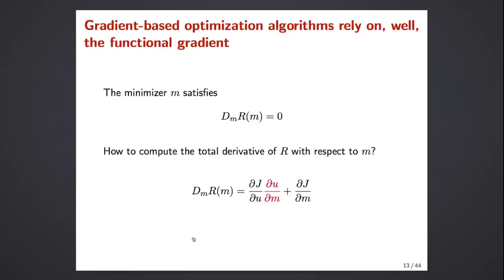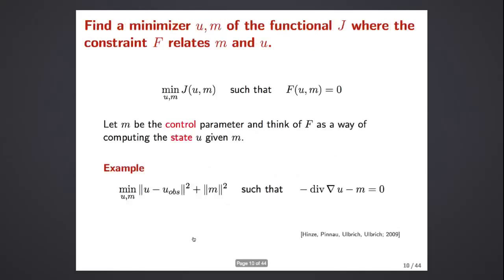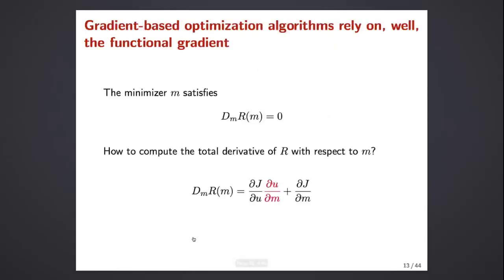By using the implicit function derivative, and essentially the chain rule, we see that the derivative of R with respect to M is the derivative of J with respect to U, times the partial derivative of U with respect to M. And then in addition, you get the partial derivative of J with respect to M. The derivatives of J with respect to U and with respect to M are easy, because essentially we have an explicit formula for J. Remember here, for instance, in our example, this is J, and differentiating this with respect to U or with respect to M is just differentiating this expression. However, this term right here, the partial derivative of U with respect to M, is not so easy to compute because we don't have an explicit relation between U and M.